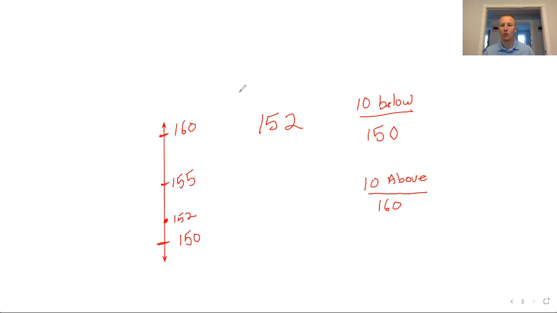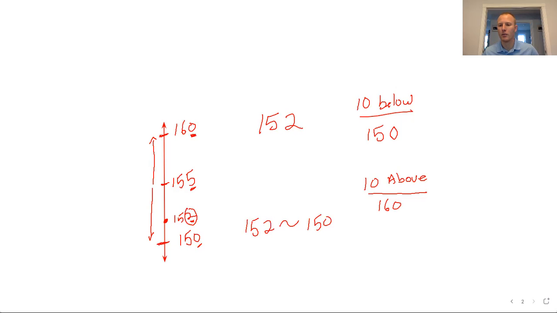The same rule still applies. If it's 155 or up, you round up. If it's 154 or down, you round down. Again, we're just looking at this last digit here, the ones place, to decide which 10 to round it to. And 152 is very clearly below 155. So we would say 152 is about or rounds to 150.